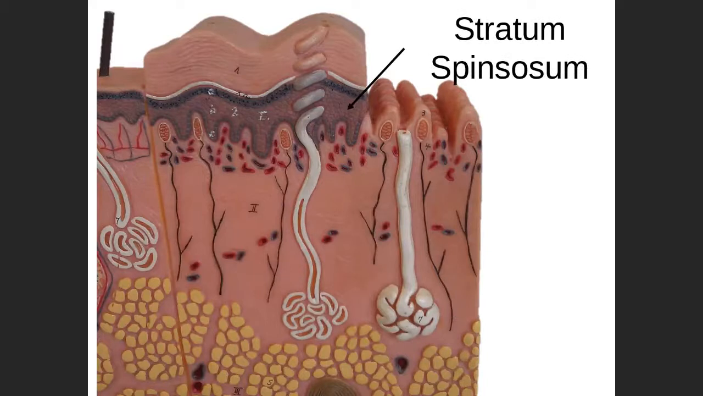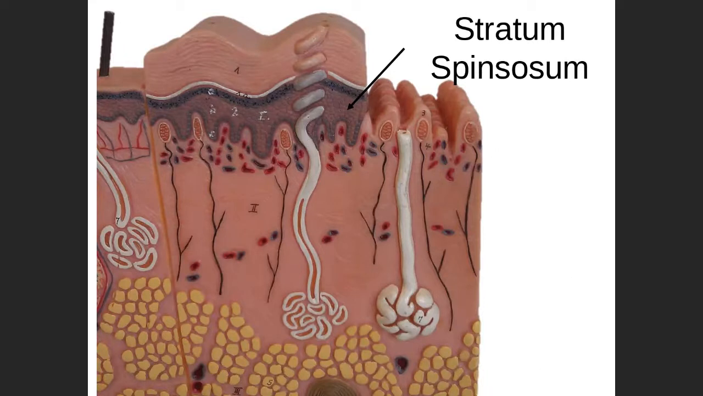The next layer deep is the stratum spinosum. This is where those keratinocytes that just got done dividing in the first layer move into this layer here. We'll have some of those dendritic cells there, those immune cells I was talking about. That's the stratum spinosum, right in through here. I think it's kind of a brownish color.